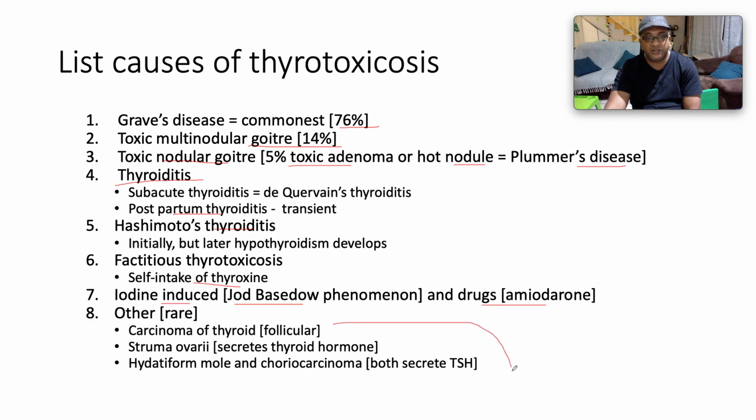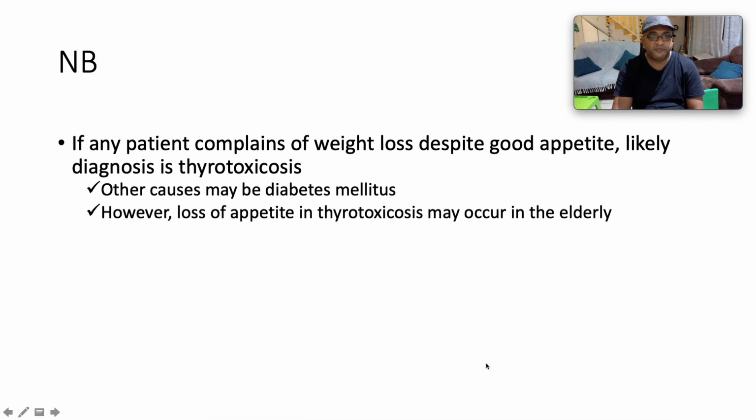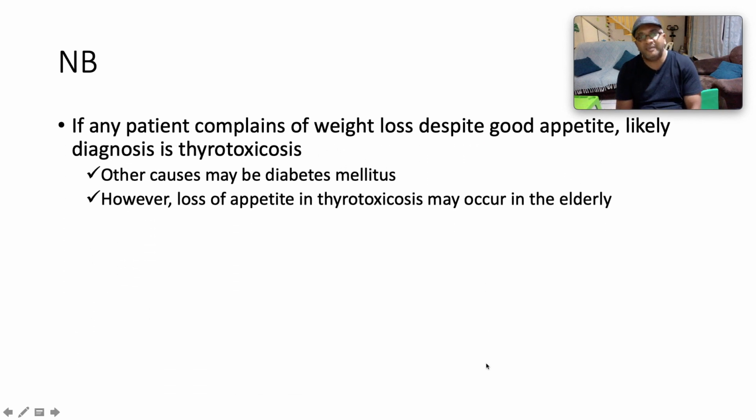Other rare causes include carcinoma of the thyroid, being follicular thyroid cancer, struma ovarii, which is ectopic secretion of thyroid hormone, and hydatidiform mole and choriocarcinoma, because both secrete a compound that's remarkably similar in chemical structure to thyroid stimulating hormone. Guys, please note that if any patient complains of weight loss despite good appetite, the likely diagnosis is thyrotoxicosis.